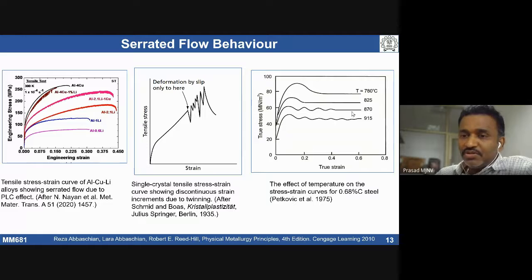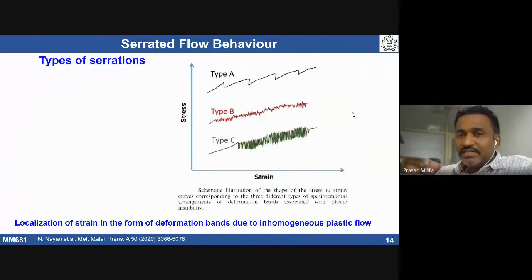So there are three different types of serrations we typically see as far as dynamic strain aging is concerned: A, B, and C type serrations. The A type is periodic. Assume this is my stress-strain curve, supposed to be like this, but we do see an increase in stress followed by a drop in the stress, then it follows a regular path again, an increase in stress and a drop in stress. So this kind of periodic serration will be seen.